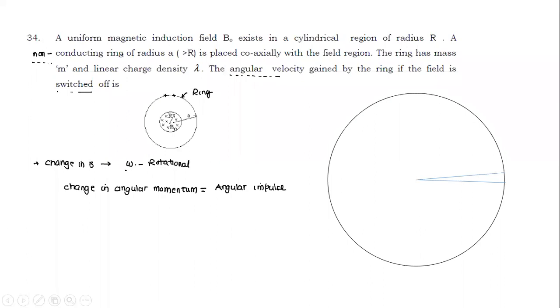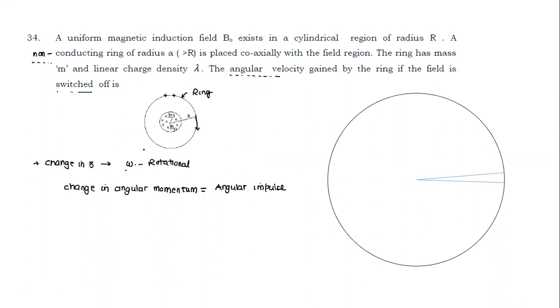If it is conducting, the charge will start moving, since the charges are free to move, and it will not lead to motion of the ring itself. Now let's solve this question. What I understand from here is that this question involves a change in magnetic field. If the magnetic field changes, there will be an induced field, and the induced field will exert a force on the charge placed on the ring. This force will create a torque and an angular impulse. So this is what the question is. Let me do it one by one.